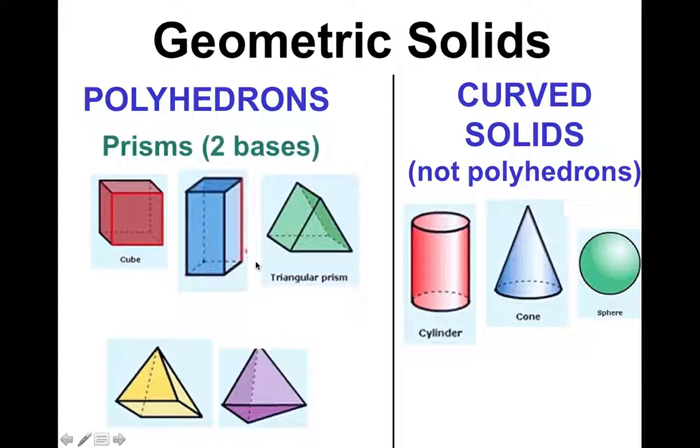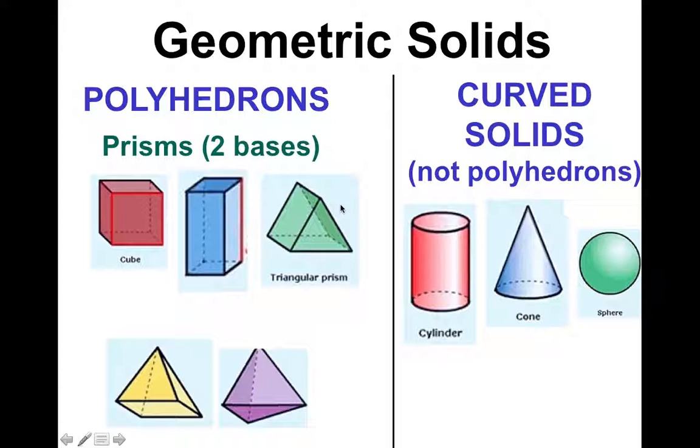Polyhedrons are classified into two main types. One type is prisms, which have two bases. For example, the bottom here and the top are two bases. Also, you can say there's two sides here that are parallel to each other. Those are also parallel bases. The important thing about prisms is the bases must be congruent and parallel.